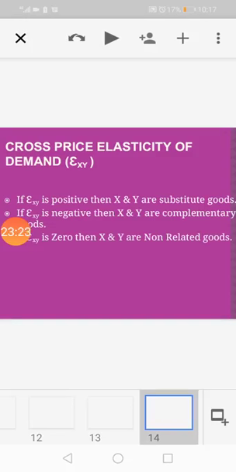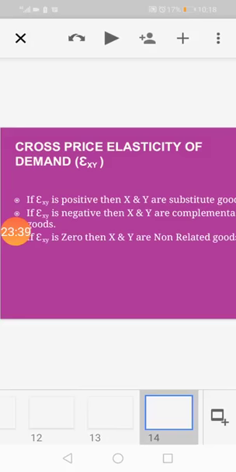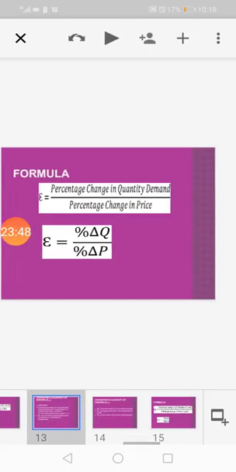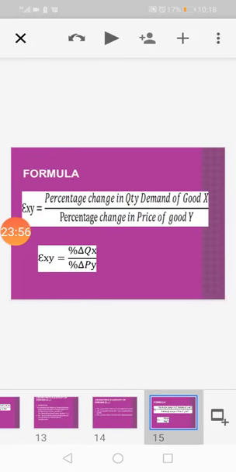And if cross price elasticity is 0, it means there is no relationship between good X and Y. And when this happens, when the percentage change in quantity demand is 0, this is the formula for finding cross price elasticity. In the numerator we have percentage change in quantity demand of good X, and in the denominator we have percentage change in price of other good Y. So the answer is 0 when the value in the numerator is 0.